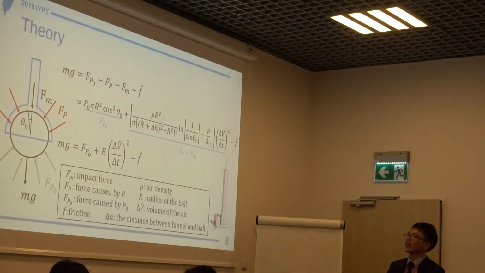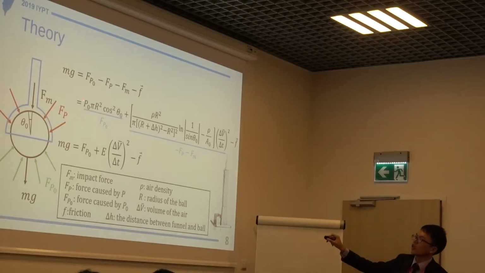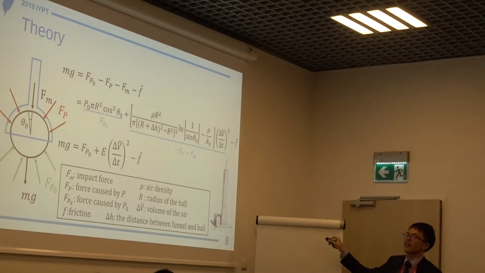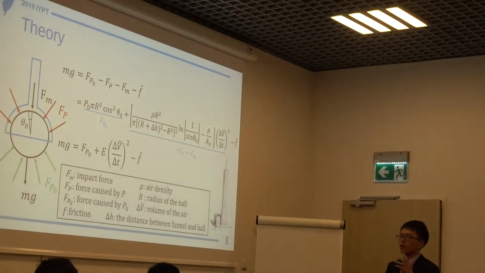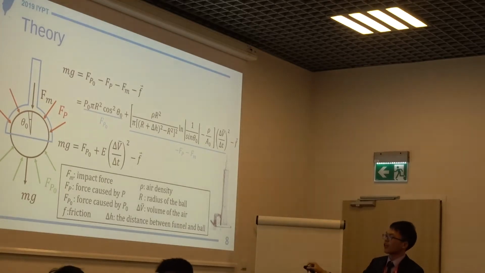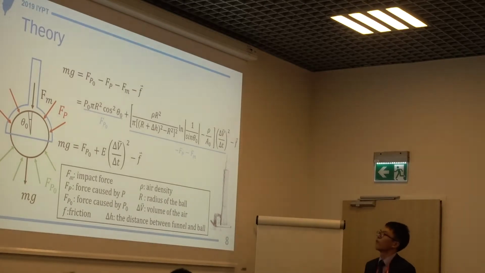From this equation, we can get that mg equals Fp0 minus Fp minus Fn minus friction. The direction of the friction depends on whether the bulb is oscillating or rotating. This part of the equation represents the atmospheric pressure, and this part represents the pressure inside the funnel and also the impact force. So by this equation, we can see that for the funnel to pick up the bulb, it will be mainly affected by the flow rate we input, the radius of the bulb, and the distance between the funnel and the bulb.